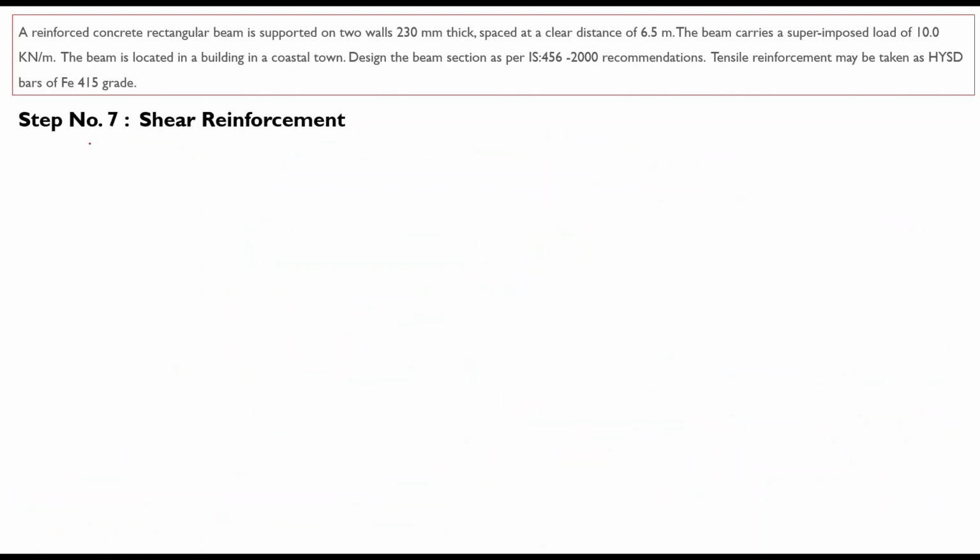Now step number 7, that is shear reinforcement, which we talk about in terms of shear stirrups, whether vertical stirrups or inclined stirrups. It is very easy to execute the construction of any simple RCC beam, etc. So we can start with the vertical type of stirrups.